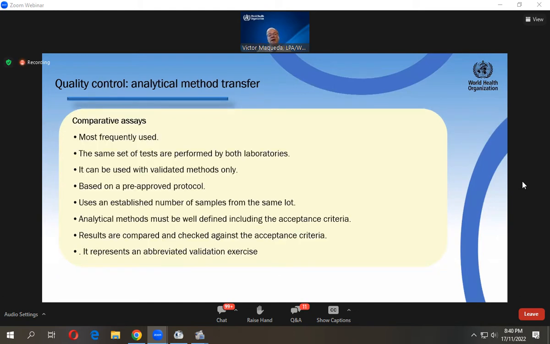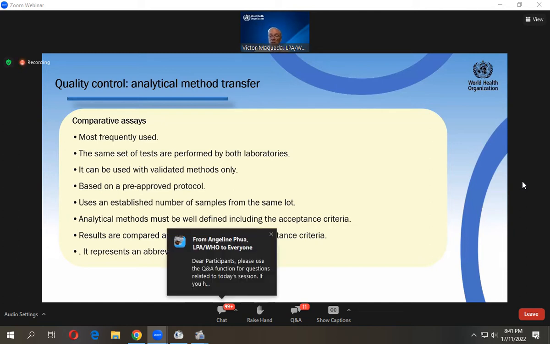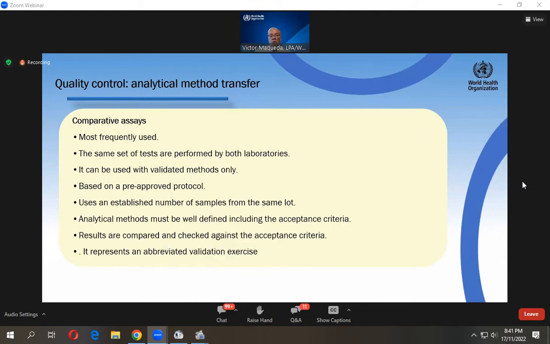So, as we said, the comparative assay is the most widely used, I would say the one used. The same set of tests are performed by both labs. It can be used with validated methods only, as we mentioned, and of course based on a pre-approved protocol. Pre-approved meaning approved by the sending unit and the receiving unit.